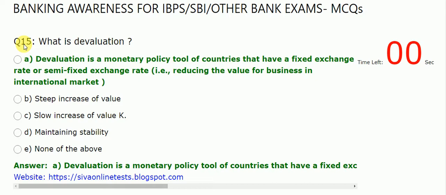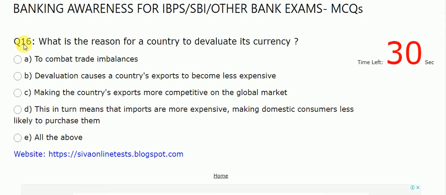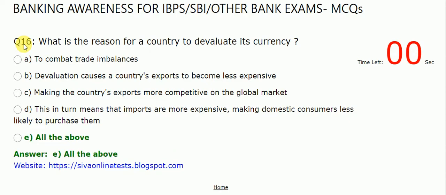Question 16. What is the reason for a country to devalue its currency? Options. A. To combat trade imbalances. B. Devaluation causes a country's exports to become less expensive. C. Making the country's exports more competitive on the global market. D. This in turn means that imports are more expensive, making domestic consumers less likely to purchase them. E. All the above. Answer. E. All the above.